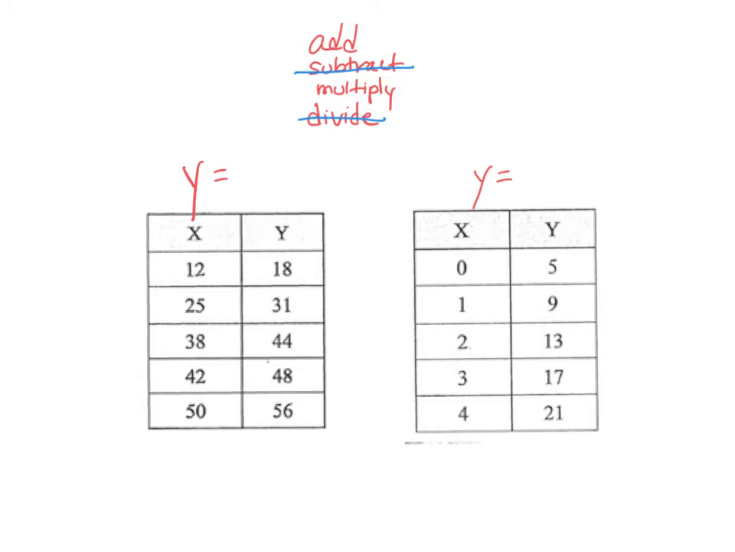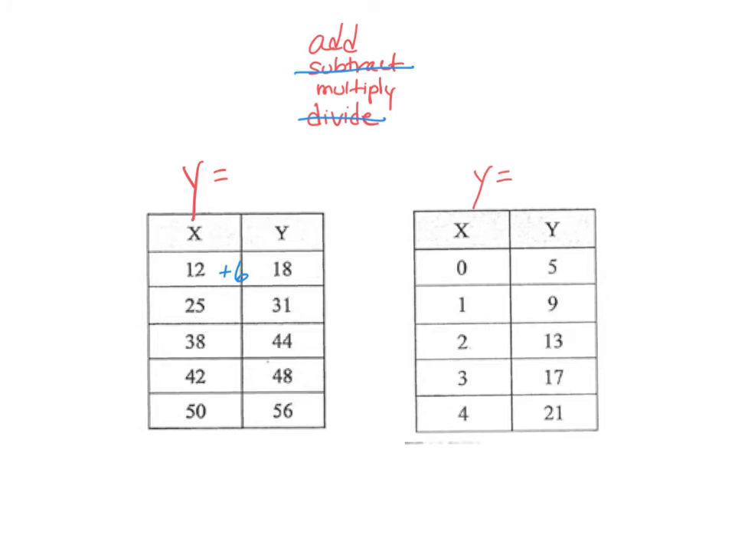So let's test adding. If I take 12 and I turn it into 18, did I add something to it? Well, I did. I added 6. So I'm going to make a note for myself that I added 6. For that to be the rule for our whole table, that means that has to work for every input and output that I have in my table.